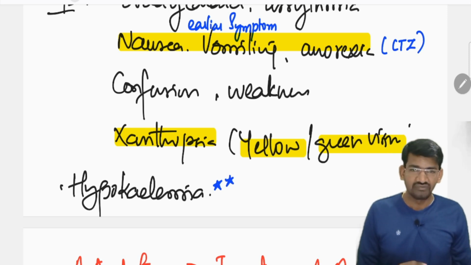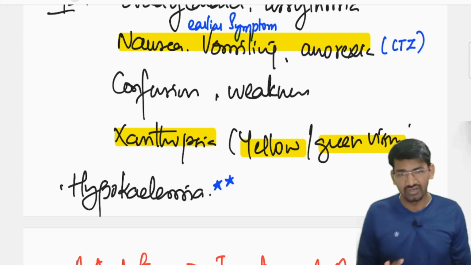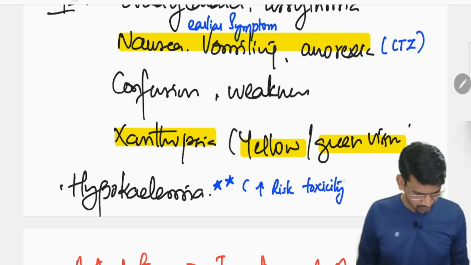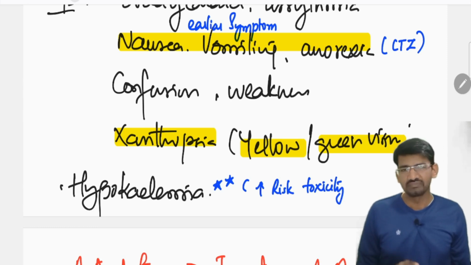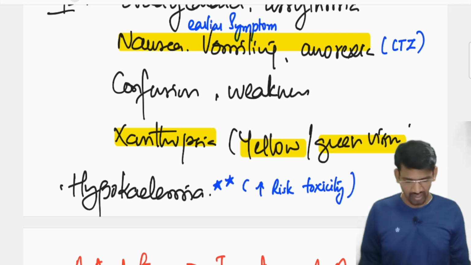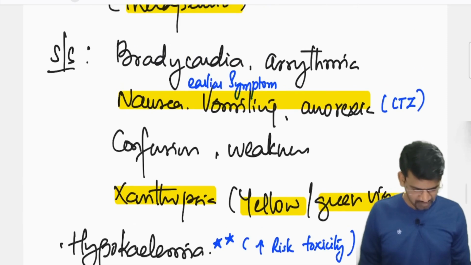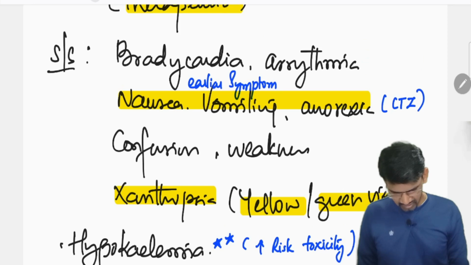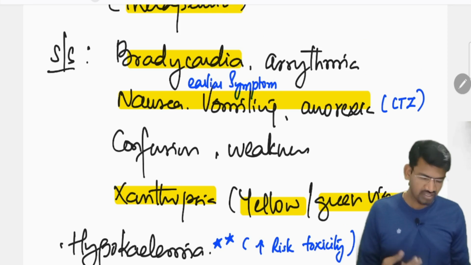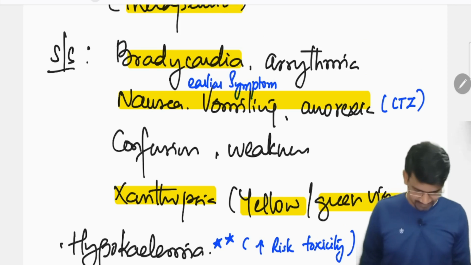So hypokalemia increases the risk of toxicity. If the patient is hypokalemic, then it will increase the toxicity of digoxin. These are some important signs you must remember: bradycardia. The earlier signs are vomiting and nausea, and bradycardia, arrhythmia, and confusion are the later signs.